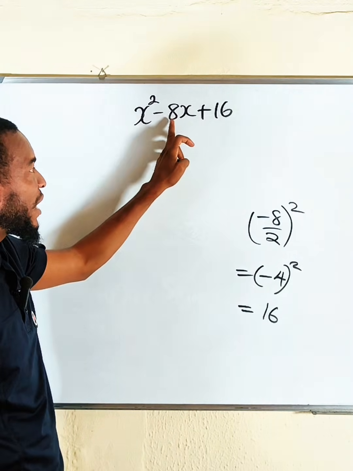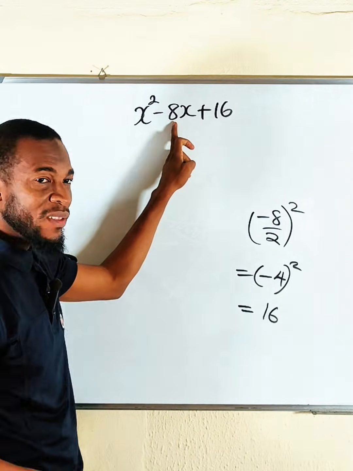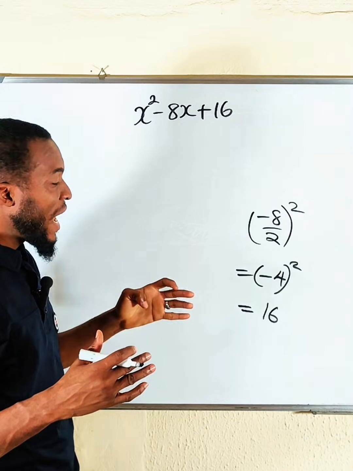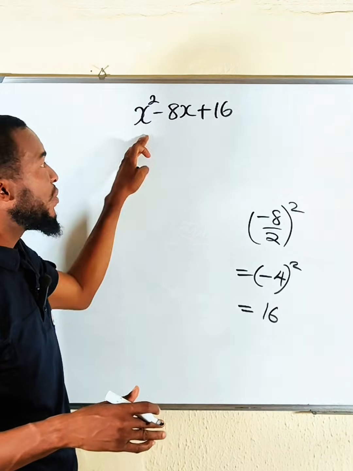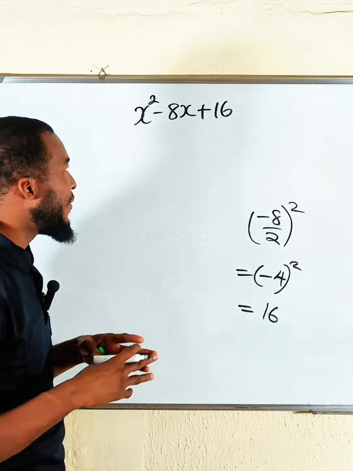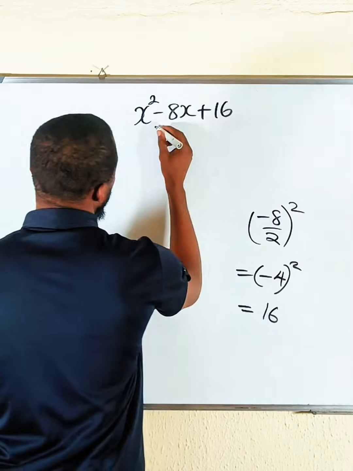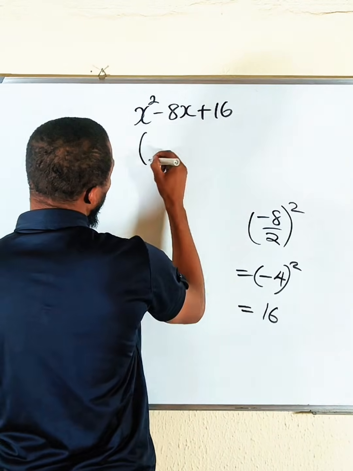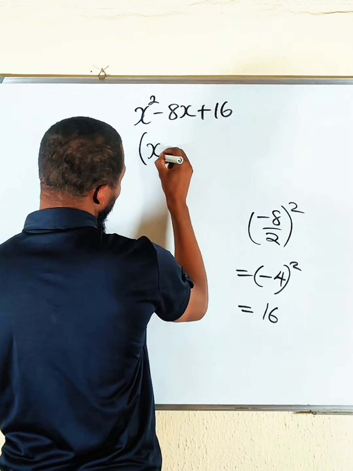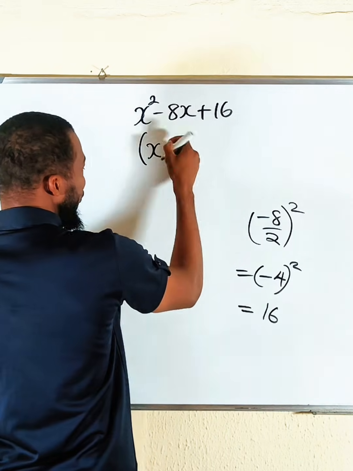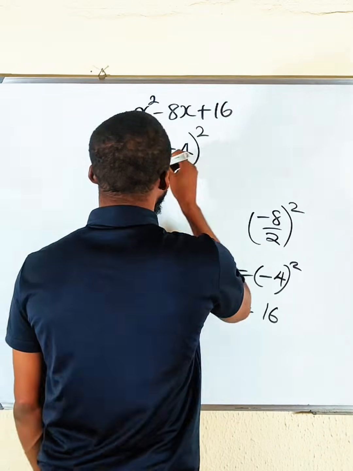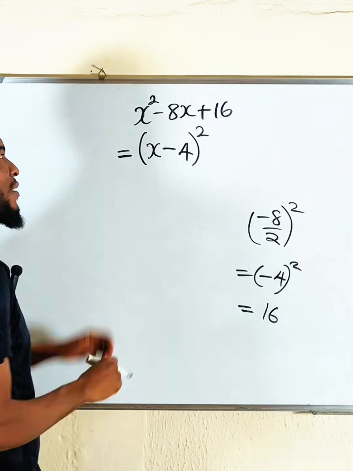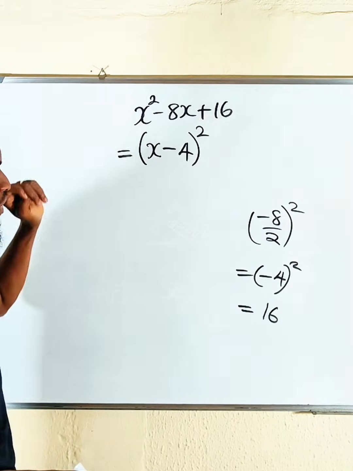So whenever you take half of the coefficient of x, you square that, and the result is the same thing as the constant, then that expression is perfect. So it can always be factorized as x, half of the coefficient of x, which is going to give us minus 4 squared. So this and this is the factorized version of this.